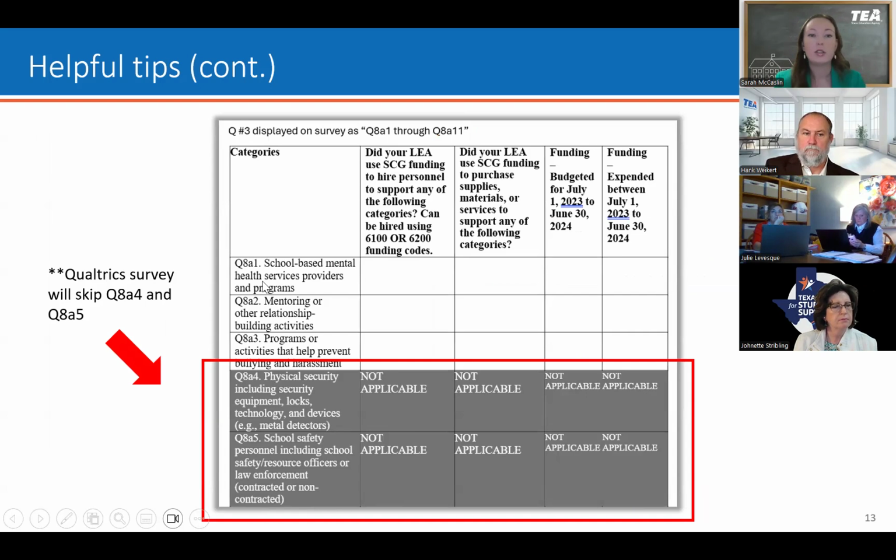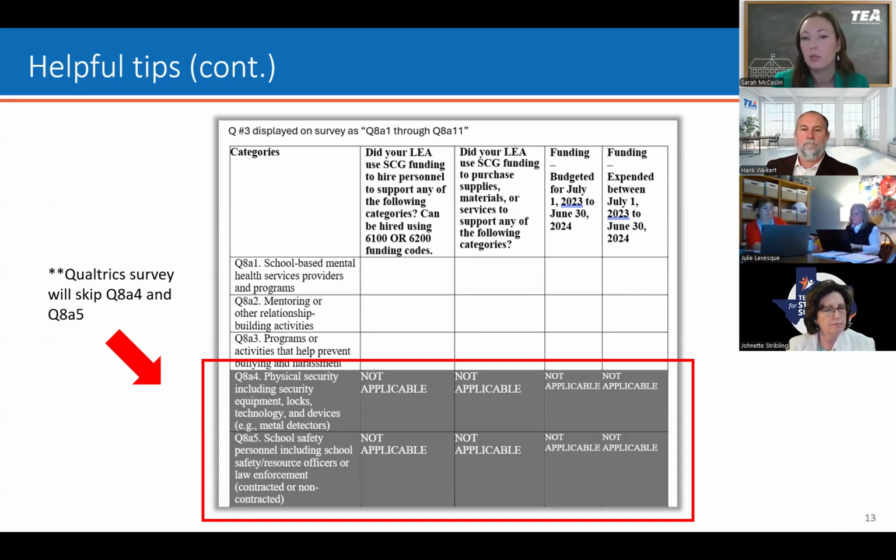Okay, one thing to point out is in your fillable worksheet, Q8, A4, and A5 are grayed out. That's because while there might be other state education agencies who allow these types of activities to be purchased with Stronger Connections grant funds, in Texas, our state-specific program guidelines do not allow purchases that relate to these two categories.